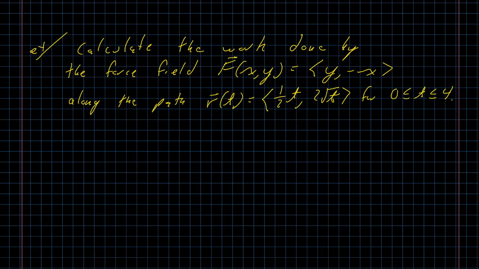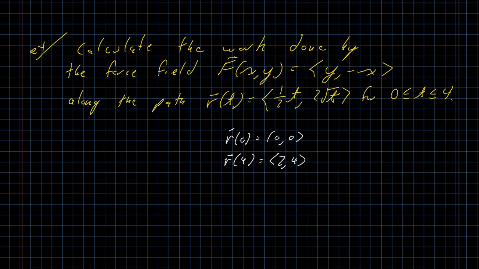One thing specifically that I want to point out here, r of 0 is (0, 0), and r of 4 is (2, 4). So the path that this particle is going to take is very different from the path that the previous particle took, but it's the same force field and it's the same beginning and ending point. So I would like you to examine whether the work done by a force field depends on the path taken or depends on only the endpoints.